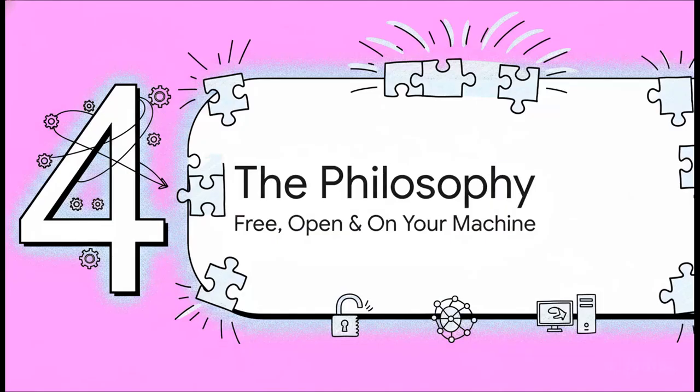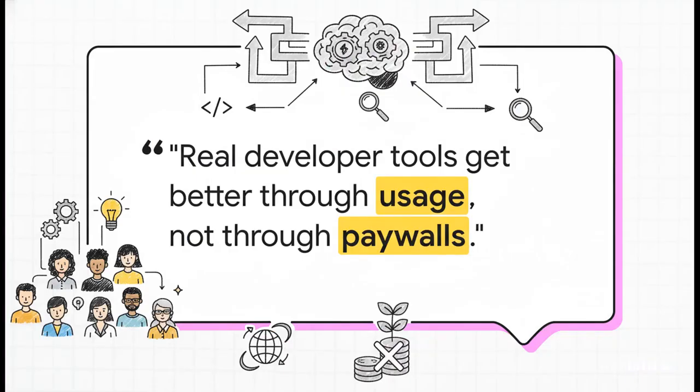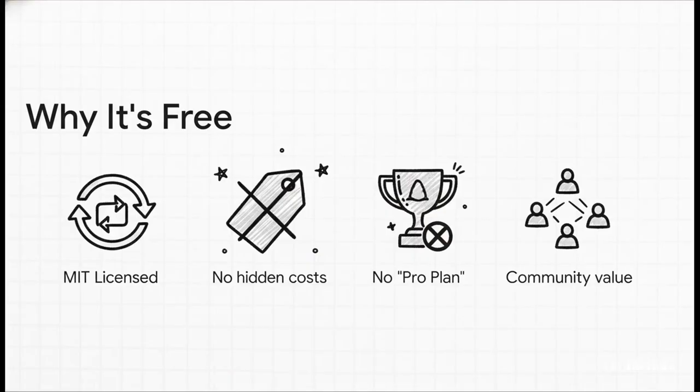Which brings us to the final and maybe the most important question. Why is this thing completely free and open source? What's the catch? This quote from the project's creators really says it all. The core belief here is that a tool like this gets its real value from a whole community of people using it and teaching it. That collective intelligence is way more valuable than a monthly subscription fee. And they really mean it. The whole thing is MIT licensed. There are no hidden costs, no crippled freemium version, and no pro plan waiting to be announced. The philosophy is simple. The value it brings to the community is more important than a price tag.